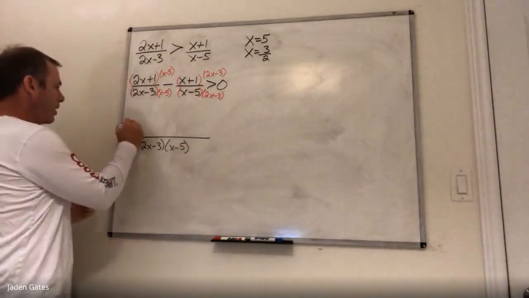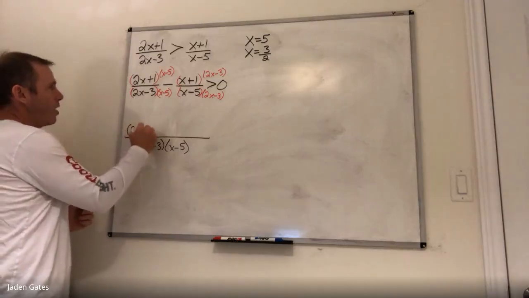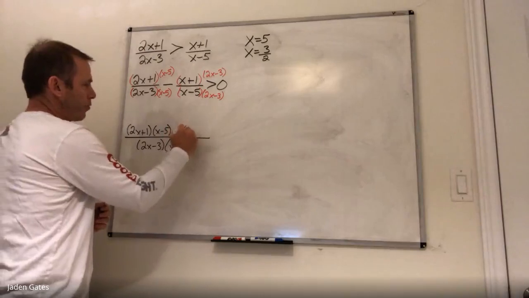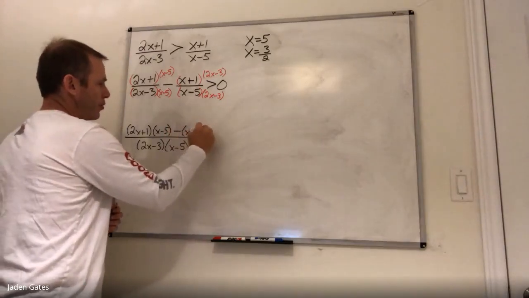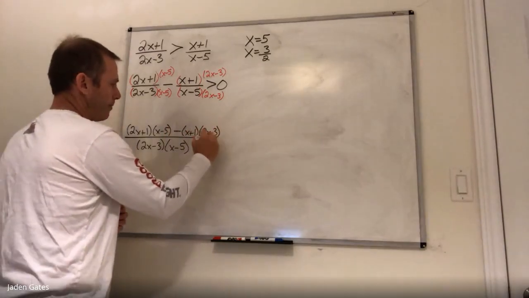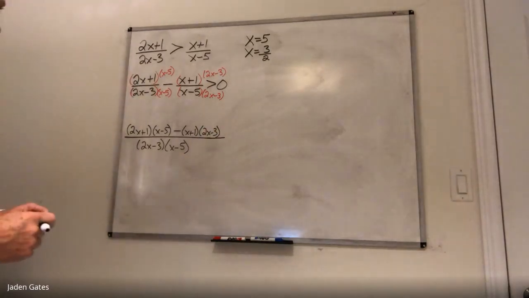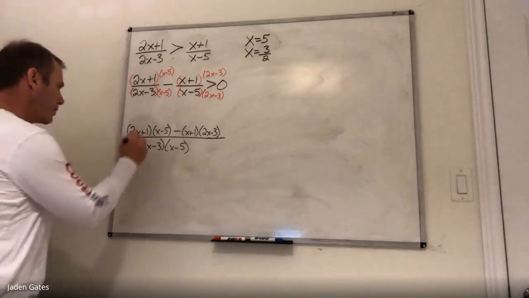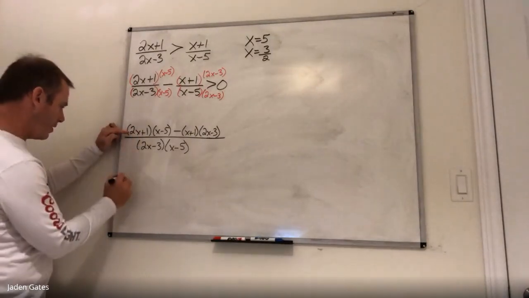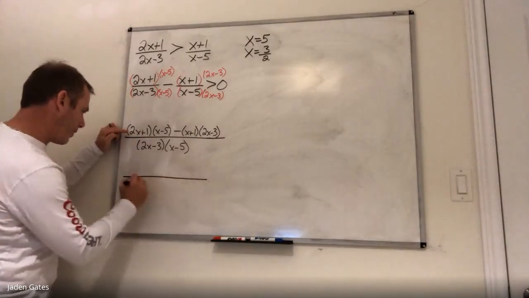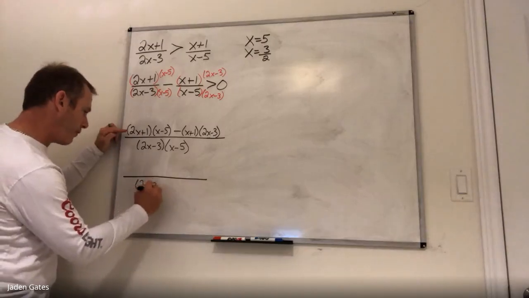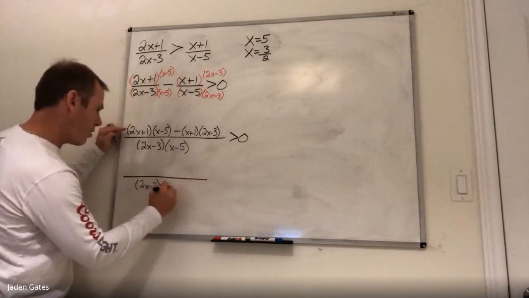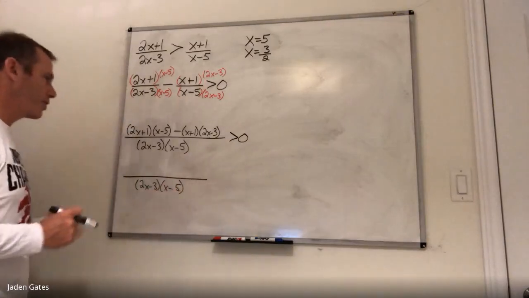All right, so we got a 2x plus 1, x minus 5, minus x plus 1, 2x minus 3. Okay, so we got to do some FOIL here and a FOIL here. Okay, so here we go. Again, don't forget my denominator. I see people do that. Then you need it for your table at the end because we need our, whoops, greater than 0. Need all our pieces to do our table.